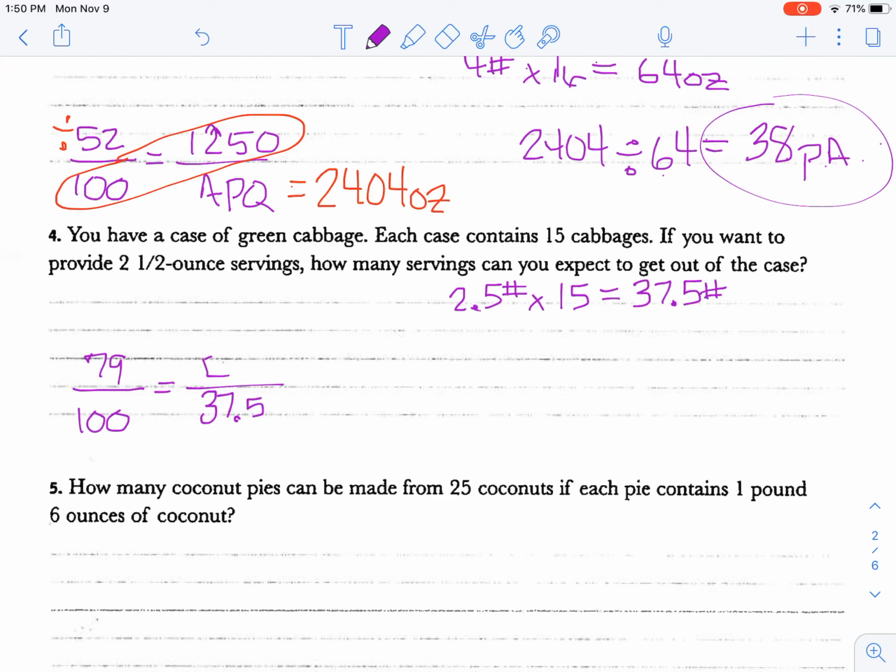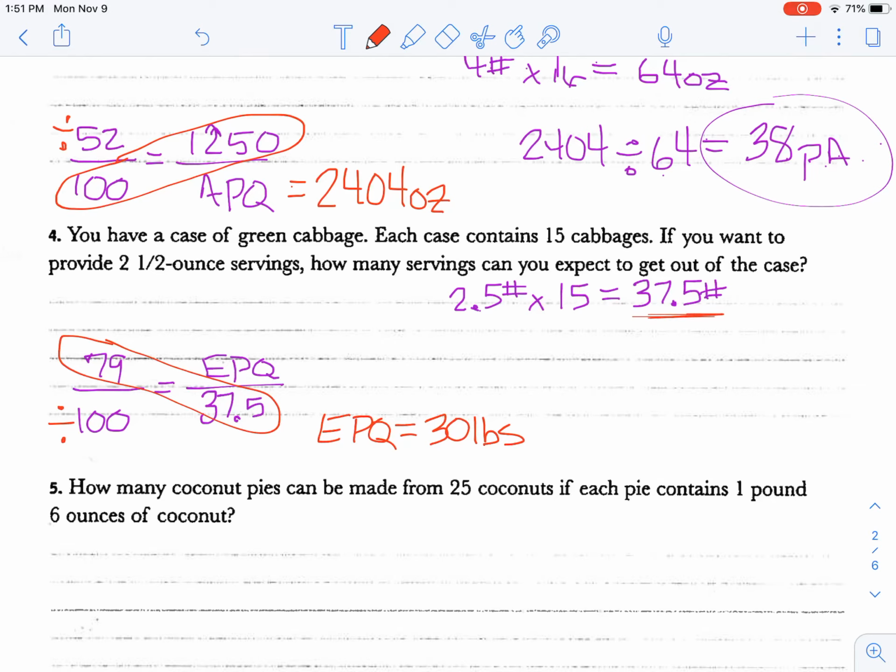In this problem, the EPQ is the part that we don't know. So to solve this, we're going to cross multiply and then divide. And I get 29.625. And I'm always told to round up, so we can say that the EPQ is 30 pounds. And it's pounds because our other measurement was also in pounds.